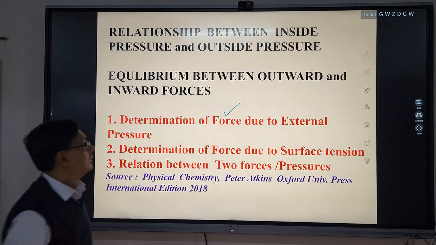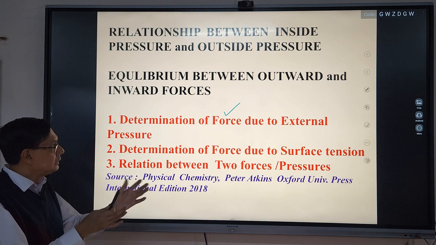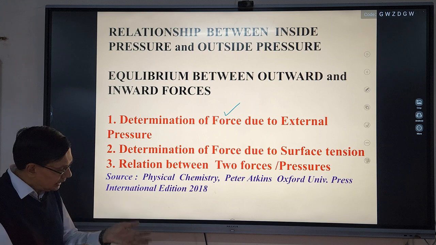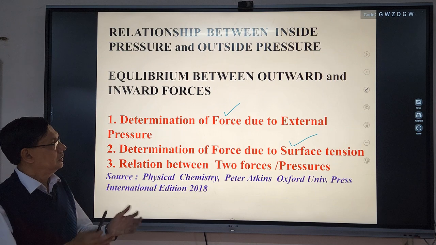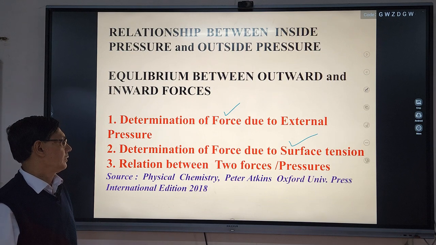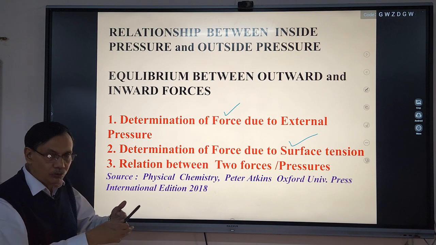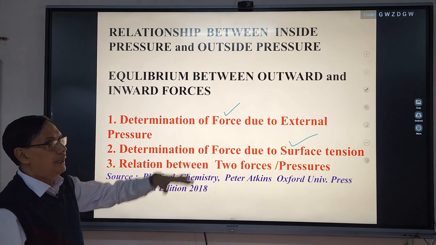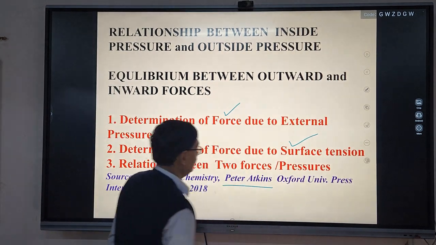First, the force due to the external pressure. Once we calculate the force due to the external pressure, it is called the inward force. Similarly, there is a change in force due to the surface tension, which is called the outward force. And the last step is the equilibrium between these two forces, external pressure and internal pressure. I have taken this derivation from the book of Peter Atkins.